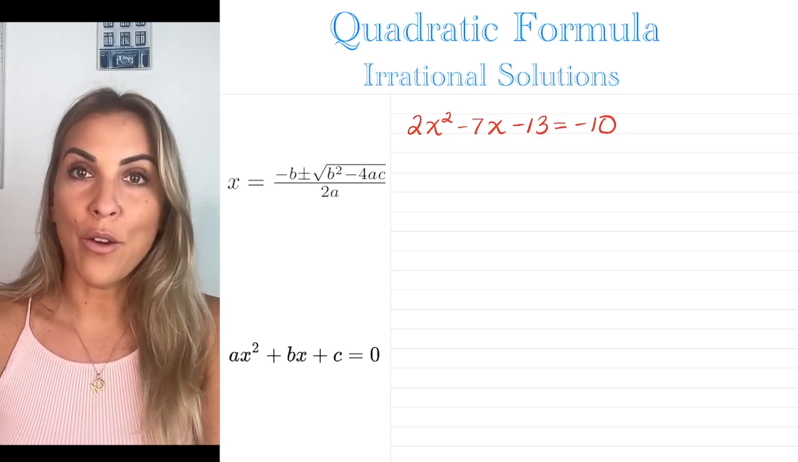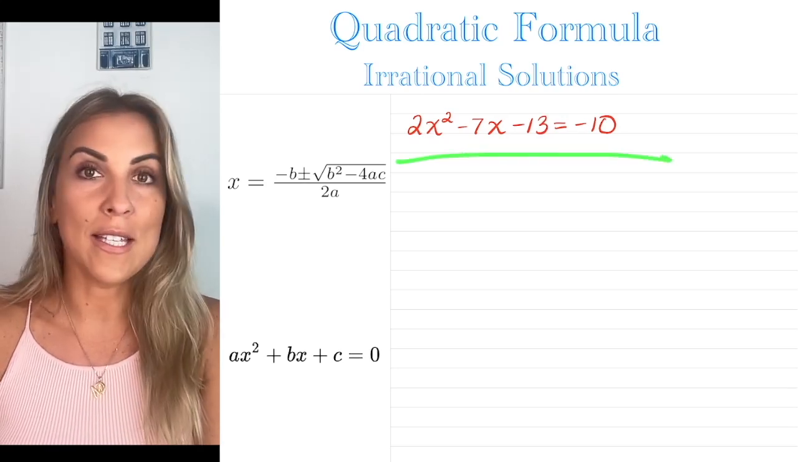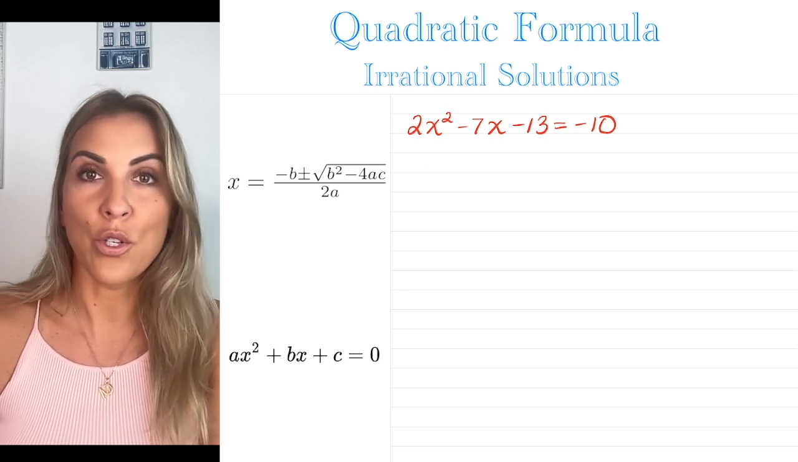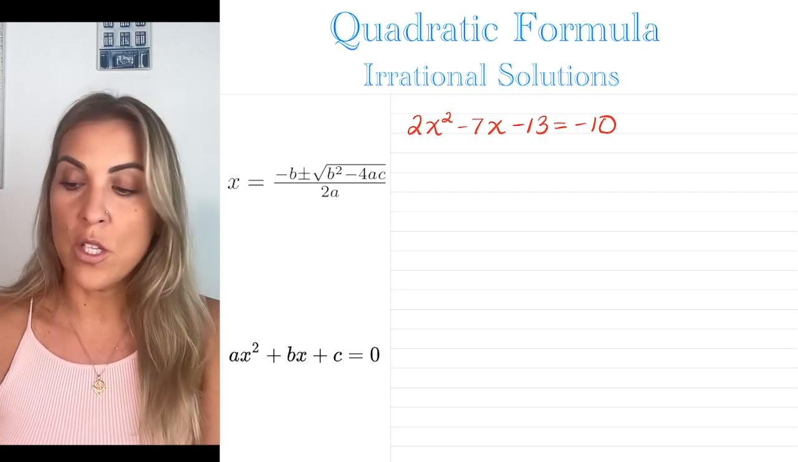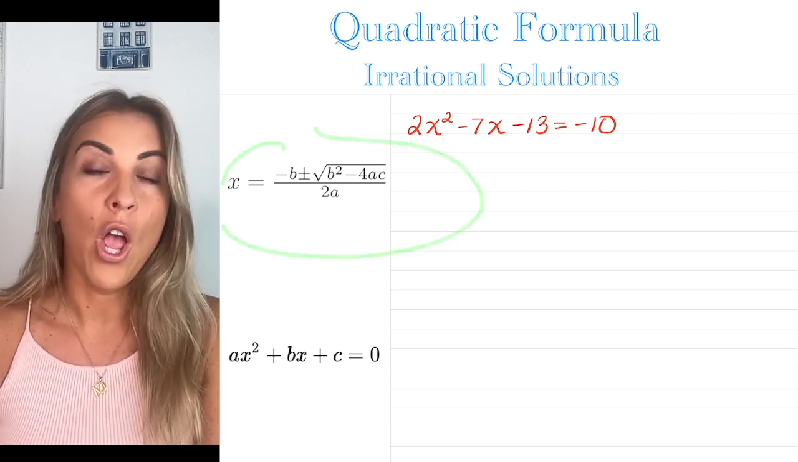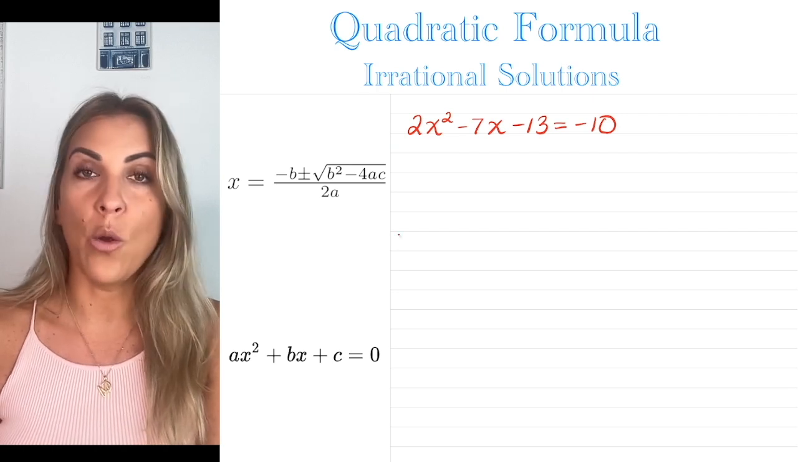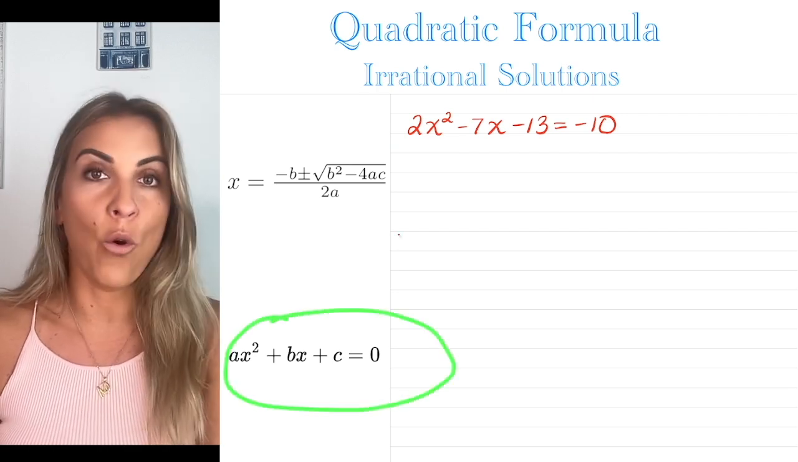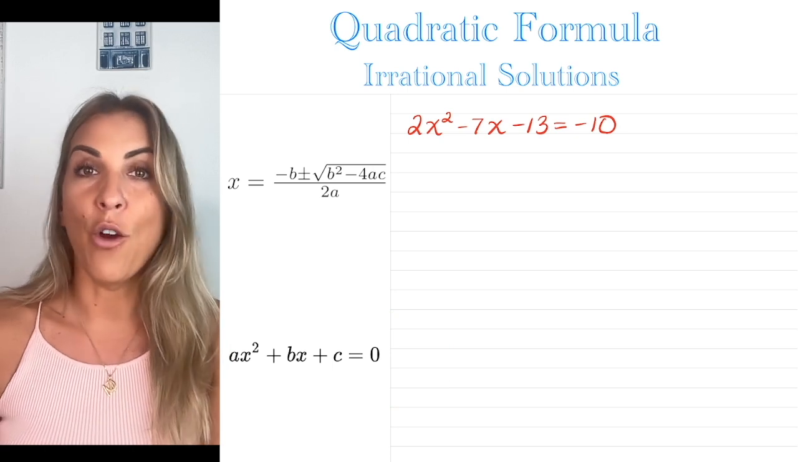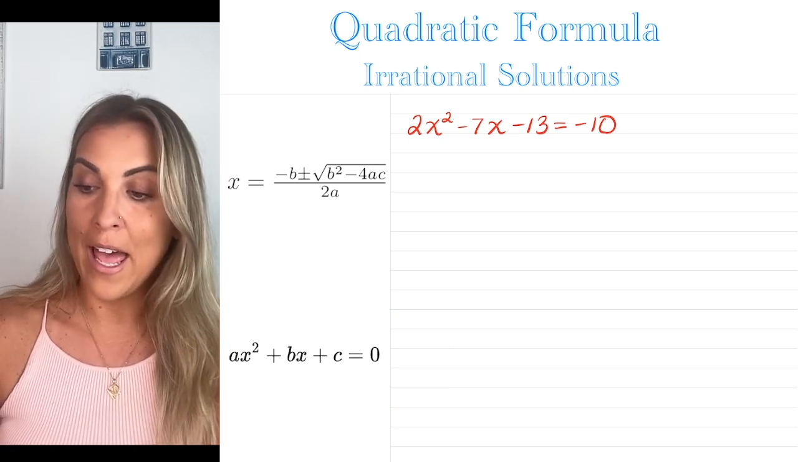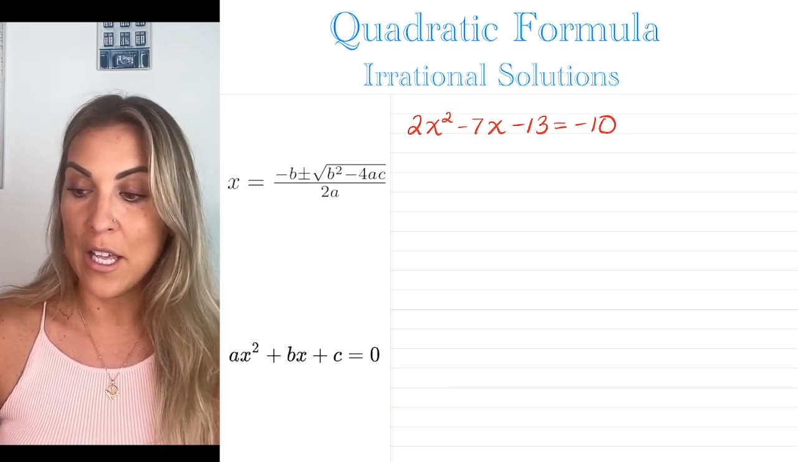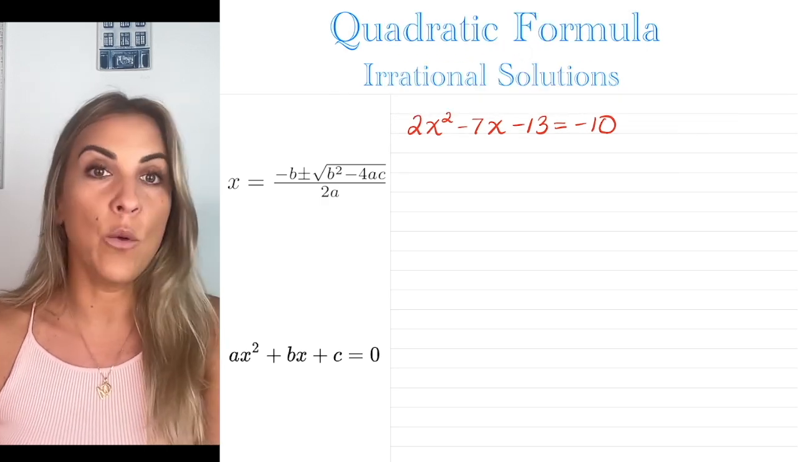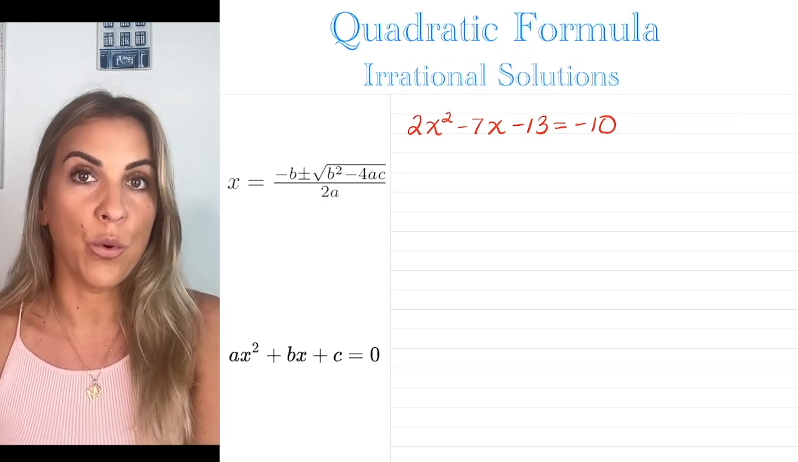We're going to use the quadratic formula to solve quadratic equations like the one written here, which have irrational solutions. Now, in order to use the quadratic formula circled here, we have to first make sure that our quadratic equation is written in standard form shown in the bottom left. If I look at the red equation that I have, I notice that it's actually not in standard form because it's not set equal to 0. So that's going to be our first order of business.